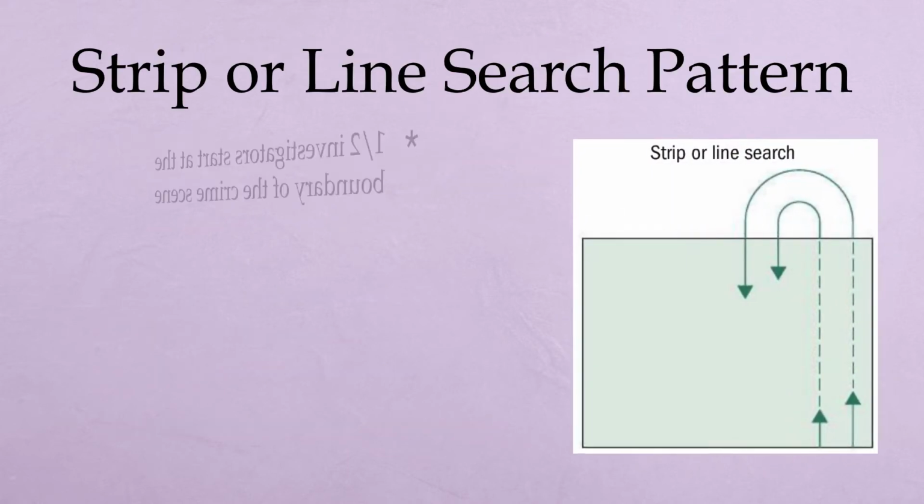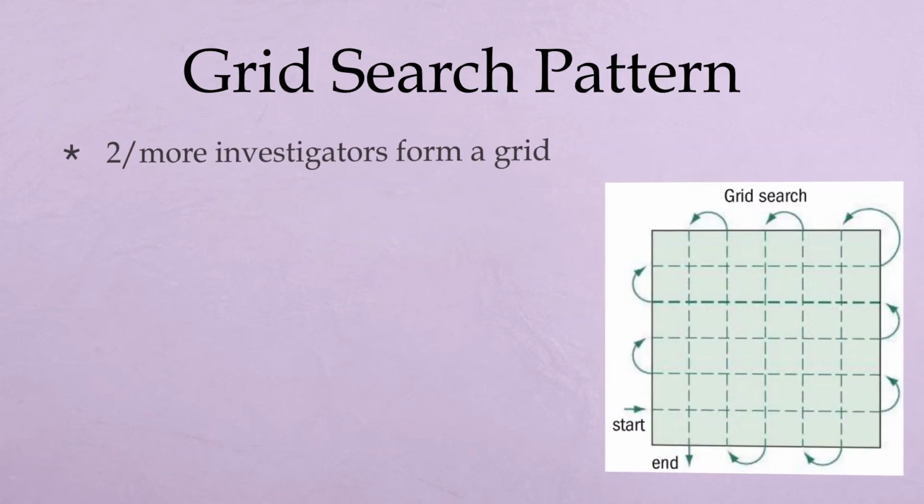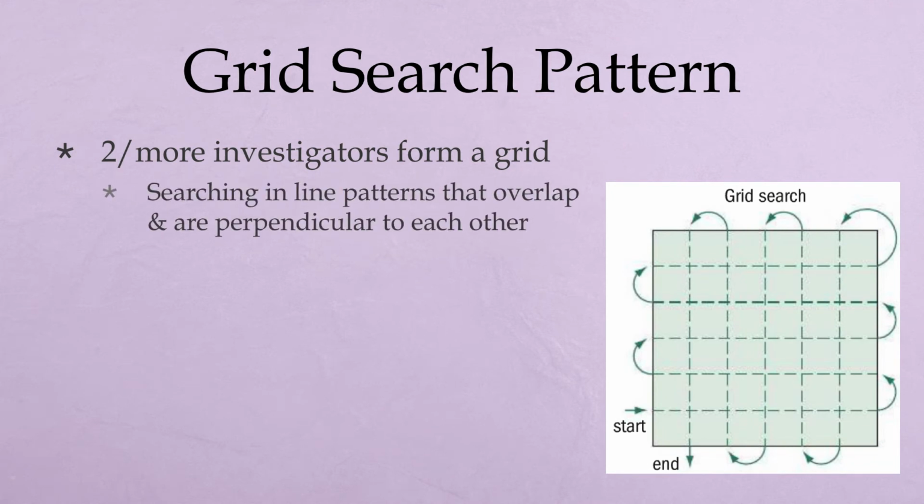In a strip or line search pattern, you have 1 or 2 investigators that start at the boundary of the crime scene, and they search in straight lines across the scene to the other side, do a turn, and come on back. In a grid search pattern, you have 2 or more investigators that form a grid. So in other words, they're searching in lines that are parallel to each other and overlapping, and they are perpendicular to each other as well.